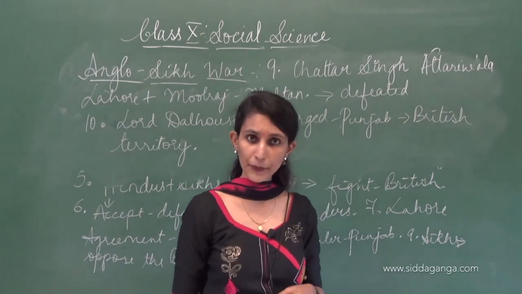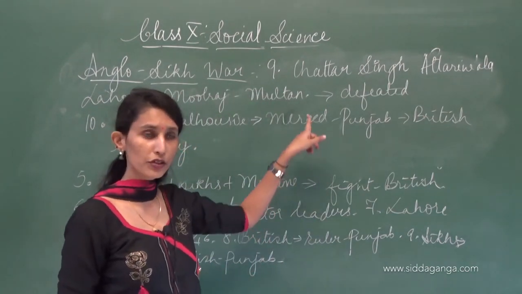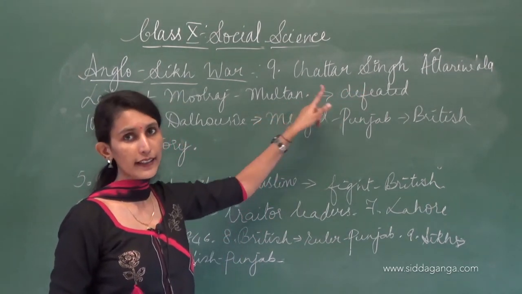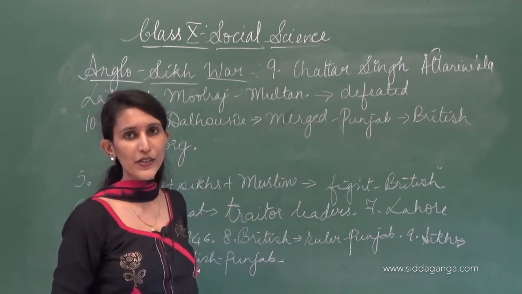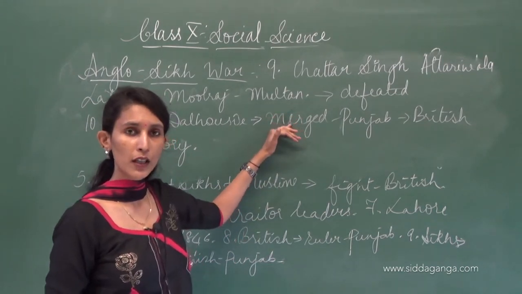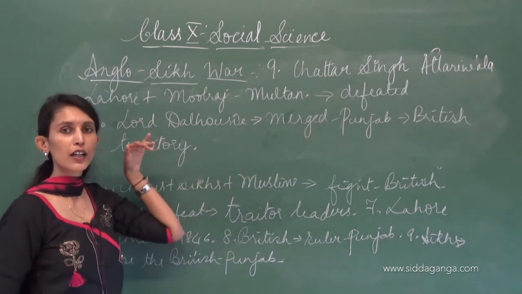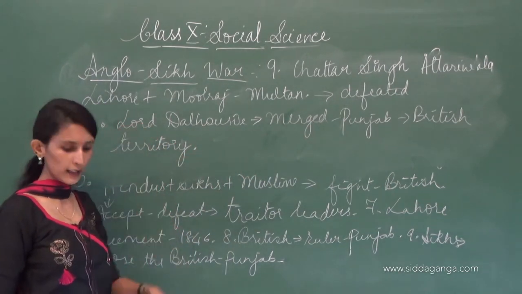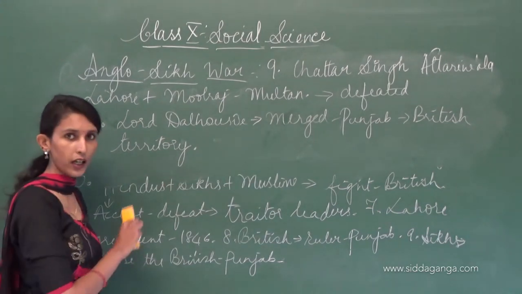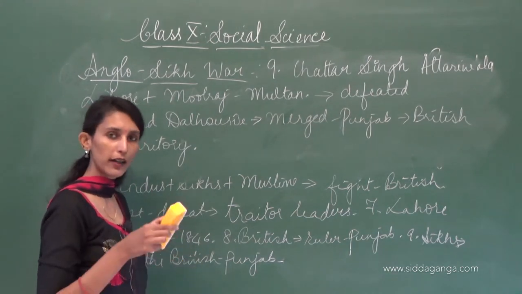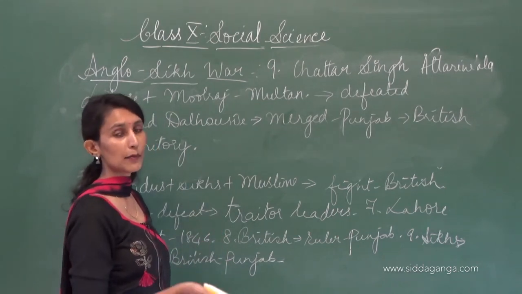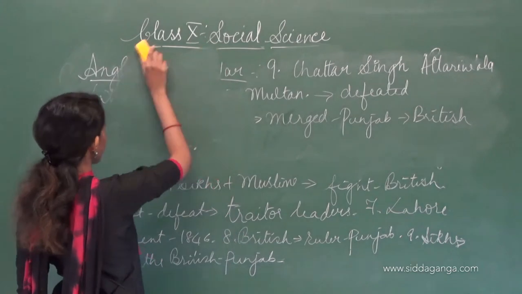But this didn't stop these Sikhs, and two people again opposed. Who were they? Chhatar Singh Atirwala in Lahore and Mool Raj in Multan. Yet they got defeated, and this territory of Punjab came under the Britishers with the merging of Punjab and British territory by Lord Dalhousie, the next Governor General. I hope you have understood the Anglo-Sikh War. If you read it in your textbook, it's much easier. If you first listen to this and then read, it will be much easier for you to comprehend.